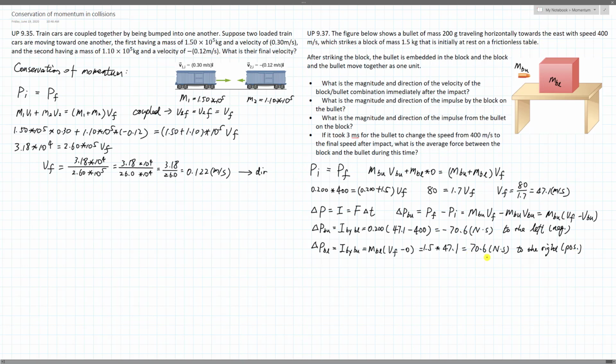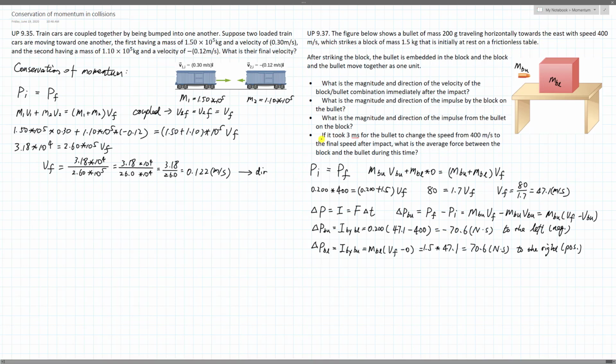So as we can see, the two numerical values are the same, which means what happens is the bullet transfers some momentum to the block, and the block basically takes the same amount of momentum. So the bullet increases the momentum of the block by this amount, and the block decreases the bullet's momentum by the same amount. So there's an equal exchange, which indicates momentum conservation.